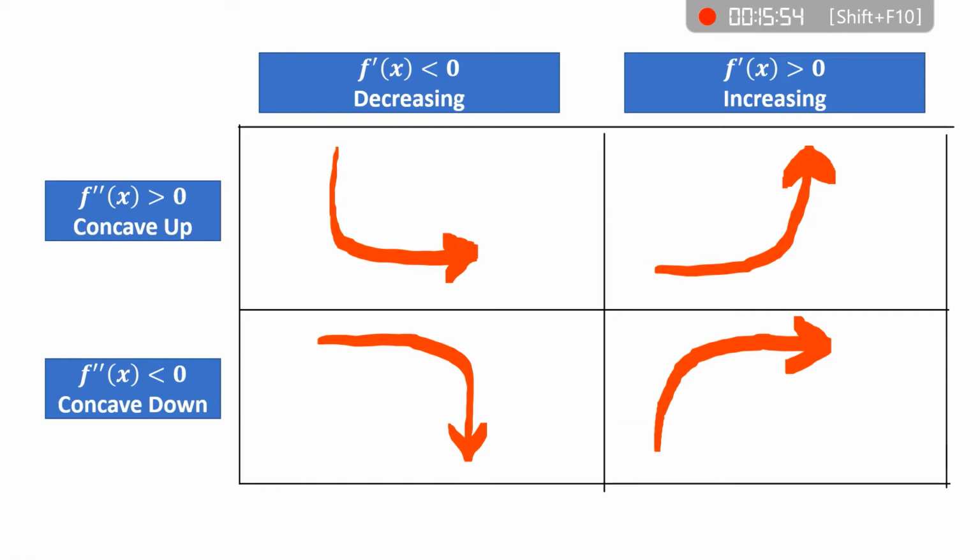So here I've got a quick chart. Everything on this side has a negative slope. This is a positive slope. This is positive concavity and negative concavity.